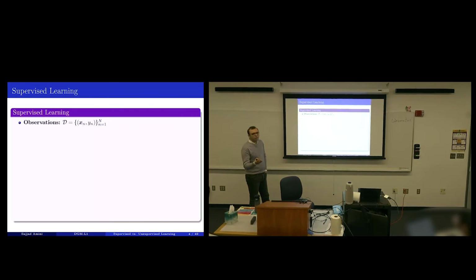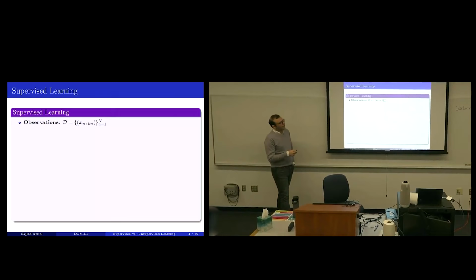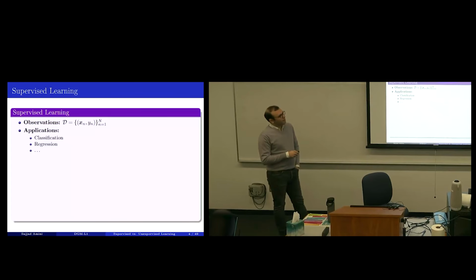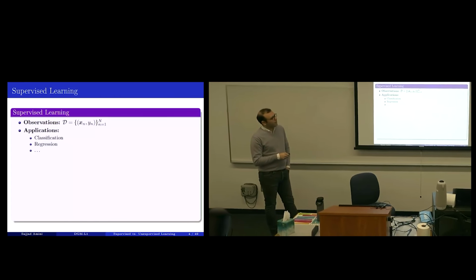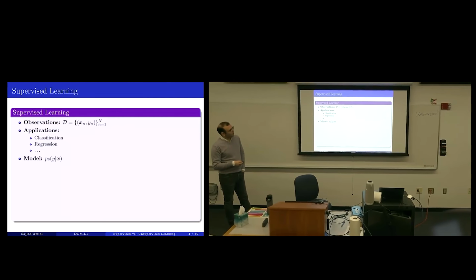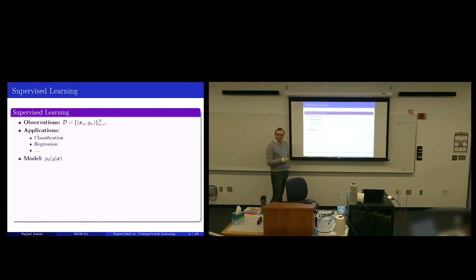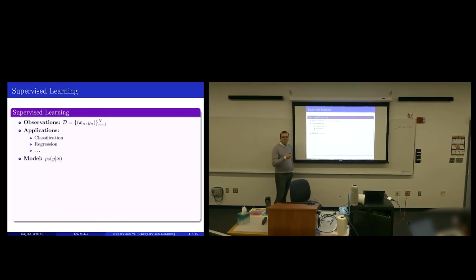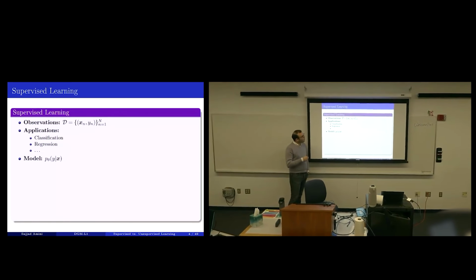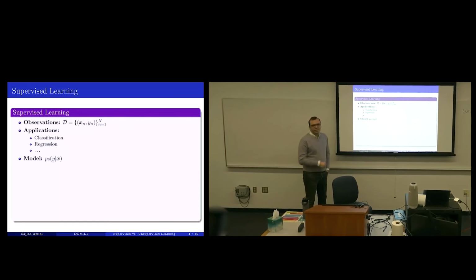For example, we want to discriminate between dogs and cats. You have n observations of dogs and cats. What are the applications? The application is classification, which is very well known, regression, and other types of applications. And what is the model? This is the place that maybe your mindset should change. In classification, we are looking for a conditional distribution function.